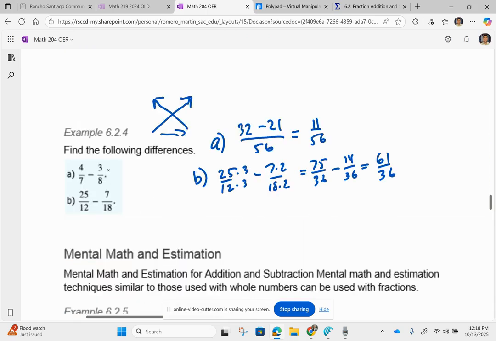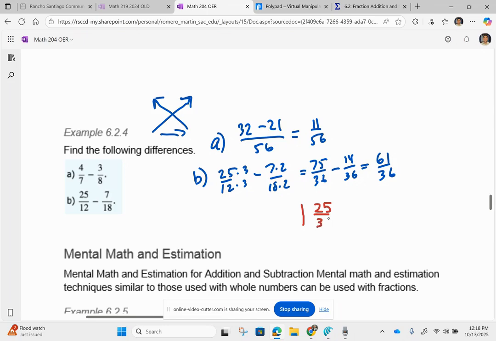So finding the following differences, 4/7 minus 3/8. You could see I'm going to cross multiply: 32 minus 21 over 56, 11/56, pretty easy. Here, again, we could cross multiply or find a common denominator. 36 is the denominator that comes to mind, and it's 61 over 36. We're going to turn that into a mixed number. I think it's going to be 1 and 25/36 as a mixed number.